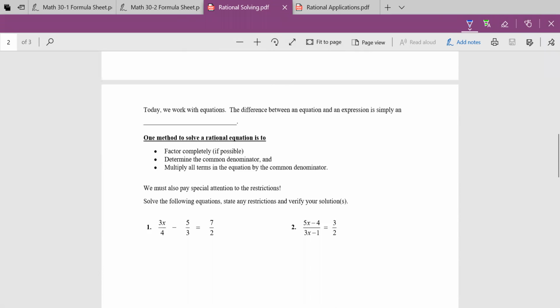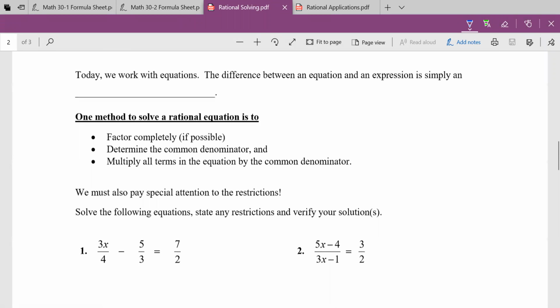Well, up until now, what we've been working with have been expressions. Today what we're going to work with is an equation. So what's the difference between an equation and an expression? Well, the difference is simply this. We have an equal sign. And as soon as we have an equal sign, now we're able to answer math's greatest question, right? What is x? We can finally answer that question.